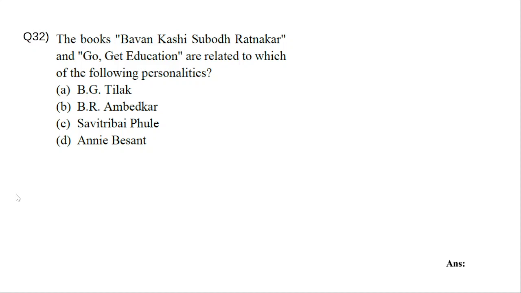The books Bhavan Kashi, Subodh Ratnakar, and Go Get Education are related to which of the following personalities? So, Bal Gangadhar Tilak, mostly we remember his journals, his newspapers like Kesari, Maharatta, Home Rule Movement, etc. B.R. Ambedkar, obviously drafting committee chairman, father of the Indian Constitution, and several other things. And Annie Besant, we have seen associated especially with the Home Rule movement, and the first woman president of the Congress, all those things.